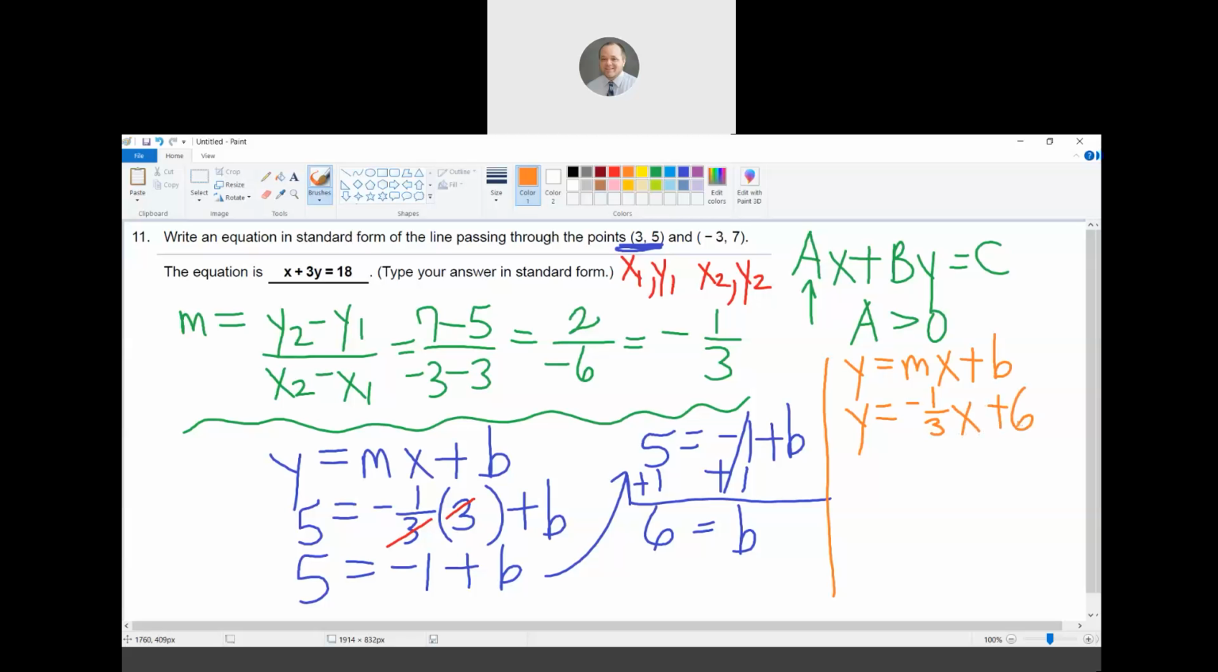Let me clear up some confusion. If the directions say write an equation in slope-intercept form, then you're done here. If the directions say write your equation in standard form, then we need to get x and y on the same side and equal to some number.